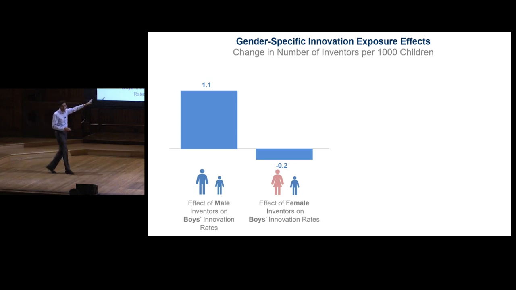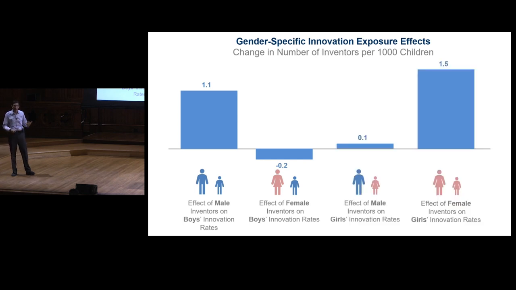Now, if you look at the second bar, same kind of analysis, but now we're asking, suppose you grow up in an area with relatively many female inventors versus few female inventors, what impact does that have on the chance that boys go on to become inventors? And you can see the answer there is that it's essentially zero. It's a statistically insignificant, slightly negative estimate, okay? So what you see from these first two bars is that boys' probabilities of becoming inventors are greatly influenced by what the men in the area are doing, but not the women.